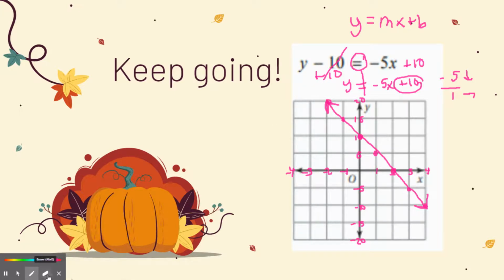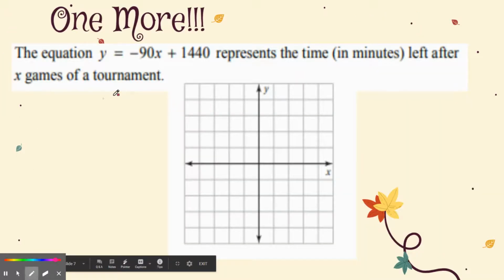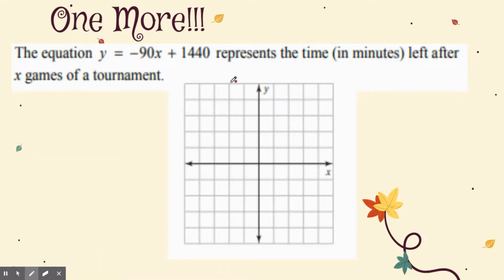All right, let's move on to the next problem. The equation y equals negative 90x plus 1,440 represents the time in minutes after x games of a tournament. So we're looking at our slope and y-intercept. Our y-intercept is 1,440 and our slope is negative 90. Since our slope is negative 90, that means we're going to probably go down by hundreds. But our y-intercept is 1,400. So I'm going to go up by 500s here.